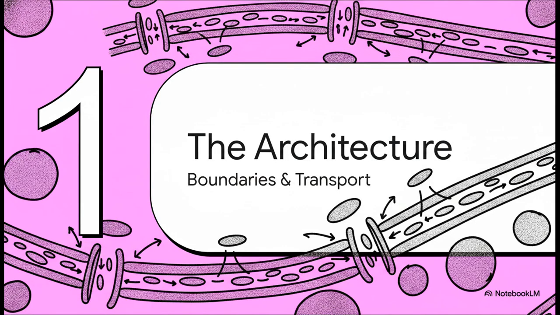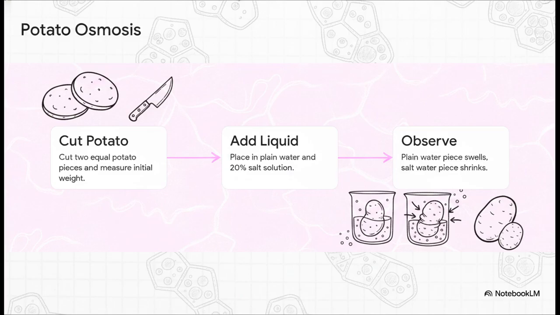All right, moving into Section 1, the architecture. Let's look at boundaries and transport. Now, this potato experiment brilliantly illustrates osmosis. It's a classic exam topic, by the way. It shows exactly how water moves across the selectively permeable cell membrane.